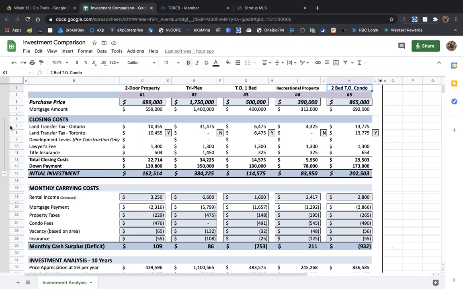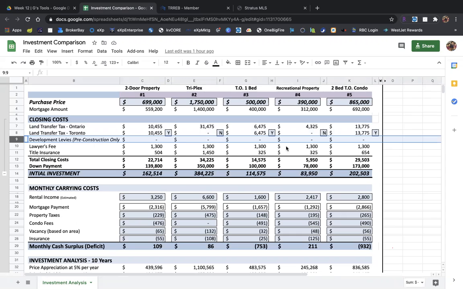Okay. Again, based on where the property is, you just need to select yes or no here to see if you're going to be charged that Toronto land transfer tax. Here, the development charges are in this one because investors would be looking at that. And you would just input whatever you think that development charge is.